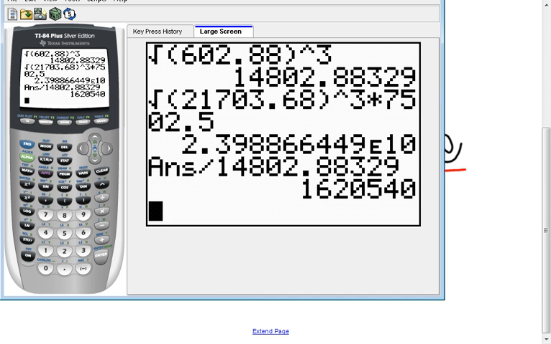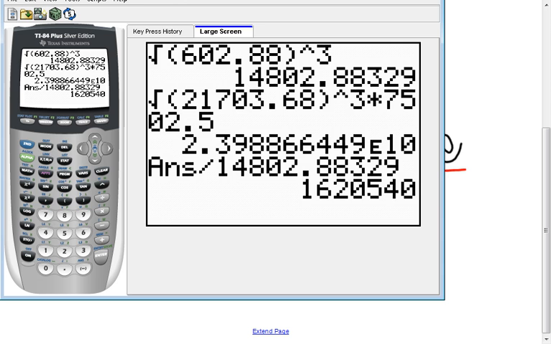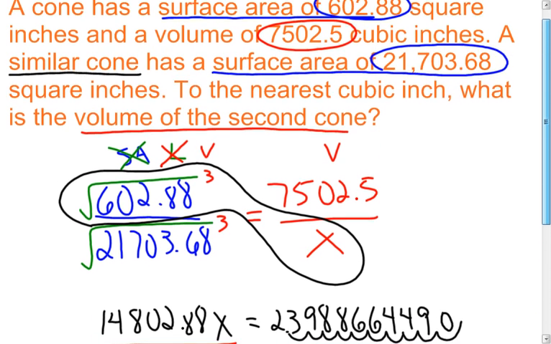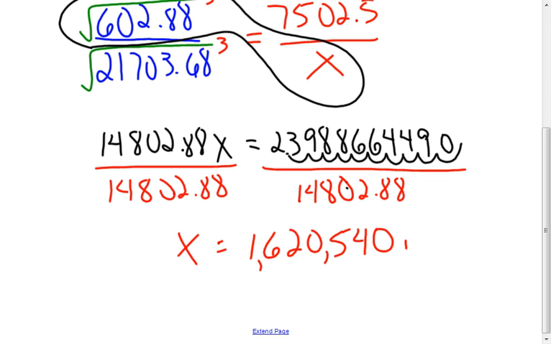So my final answer is this: 1,620,540. Was it 1,620? My memory fails me many times. 540, comma there, comma there. And then just go out and I need to find my label because labels are very important. This was all in terms of inches, so this is going to be cubic inches for the volume of that second cone.